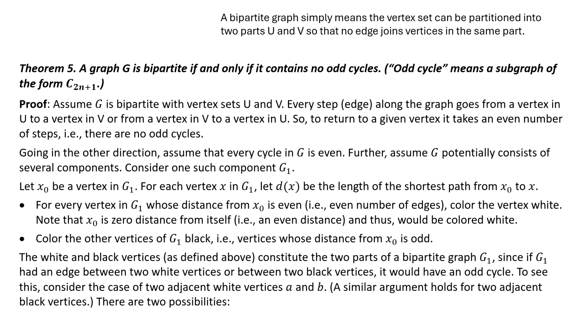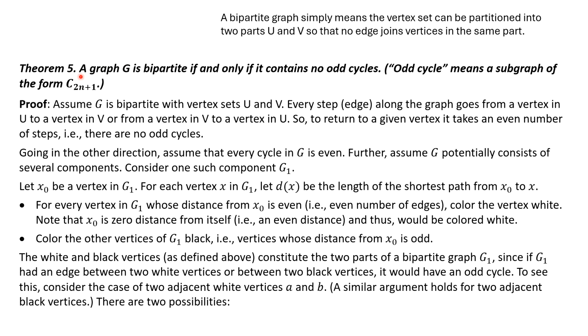On this slide I have a theorem about bipartite graphs, and they don't need to be complete. They can just be any bipartite graph. In other words, it has this condition here: the vertex set can be partitioned into two parts, U and V, so that no edge joins vertices in the same part. The added condition for being complete is not necessary for this theorem. It holds for this general condition.